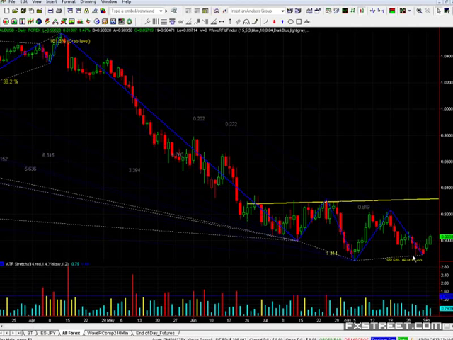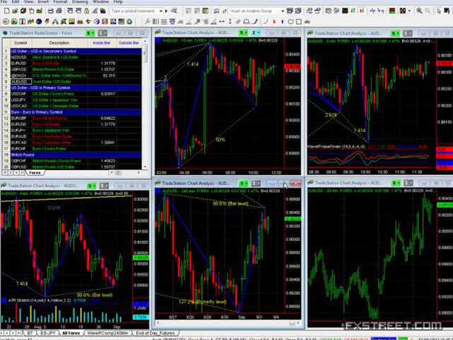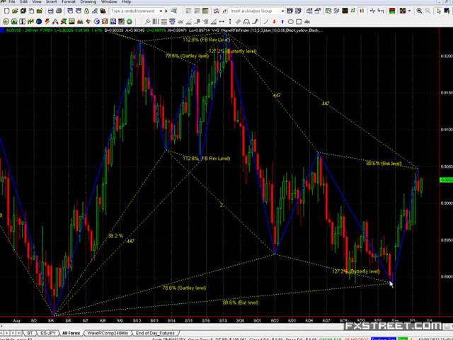Okay. Now, this is not, as far as purists are concerned, a proper BAT pattern. It doesn't follow all the right ratios. But it's hit the level. And price action is suggesting that there will be, at the very, very least, a temporary move up. And that's what we've actually seen.